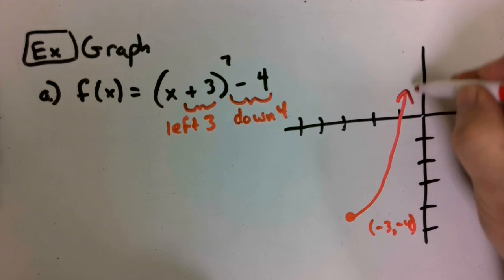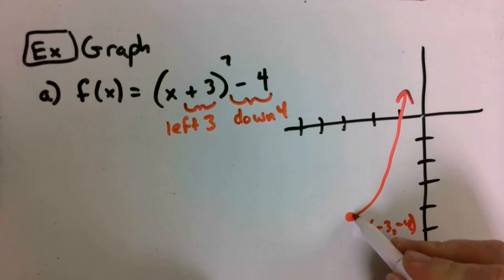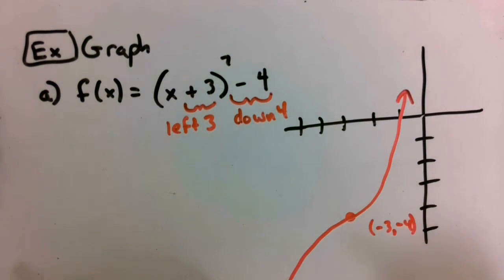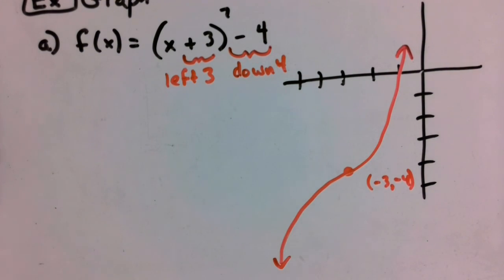So this right side is going to be kind of like the U-shaped graph, and then the other side, same thing, but going downward instead. So that would be a reasonable sketch for what that graph would look like.